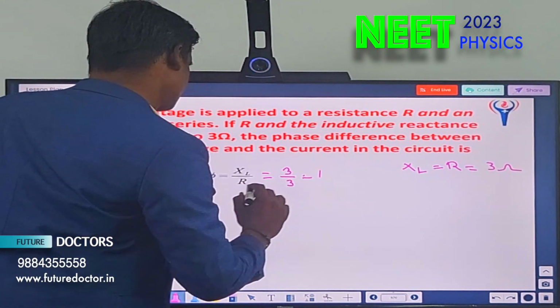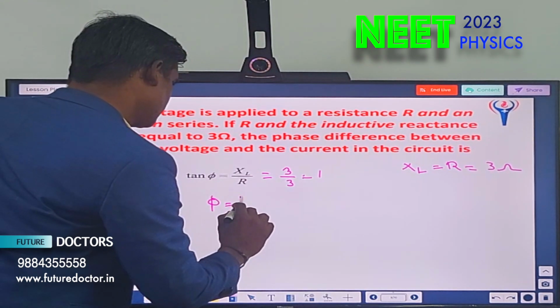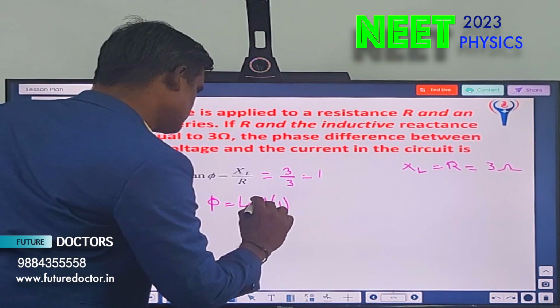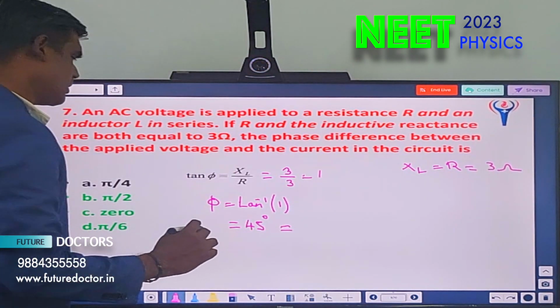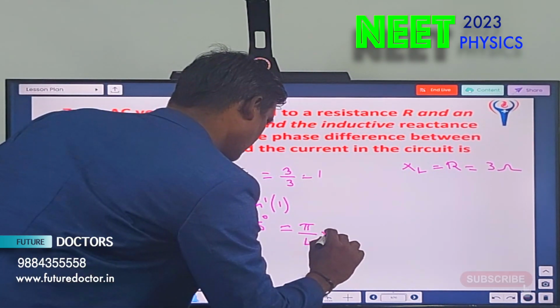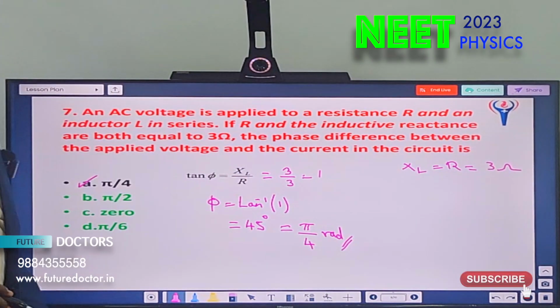equal to 1. Then phi equal to tan inverse of 1. Tan inverse of 1 is how much? 45 degree. 45 degree convert into radian. Pi by 4. Pi by 4 radian. That is option A. Option A is the correct answer.